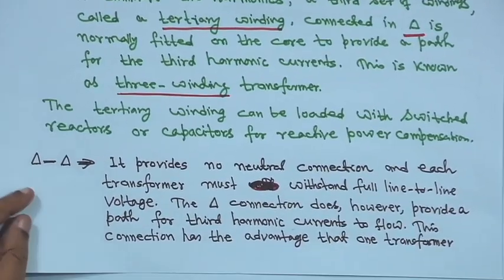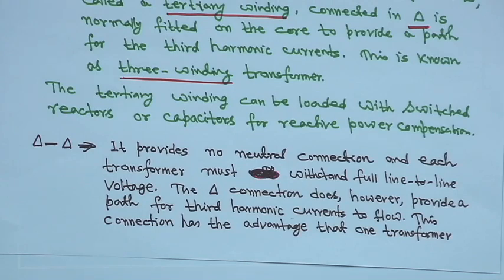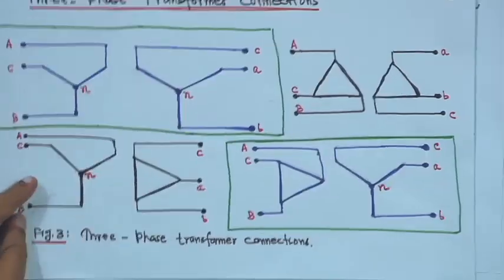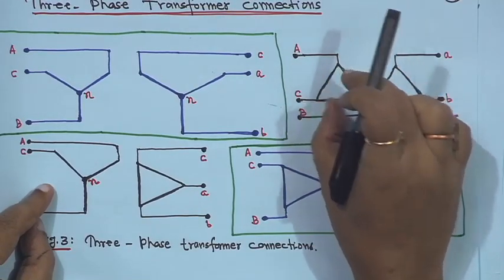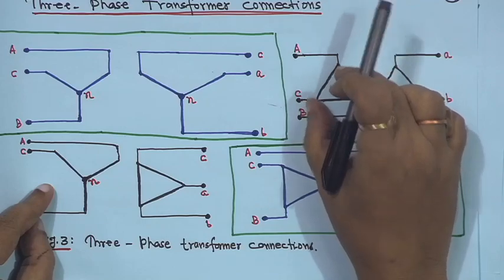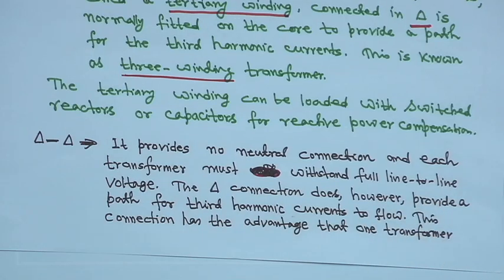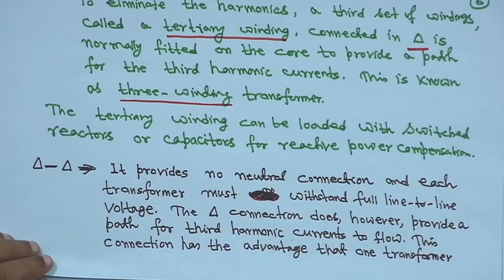Now come to delta-delta. Delta-delta provides no neutral connection, and each transformer must withstand the full line to line voltage, because for the delta connection, the line and phase voltages are the same, so full voltage will be impressed on each winding. However, the delta connection does provide a path for third harmonic currents to flow.